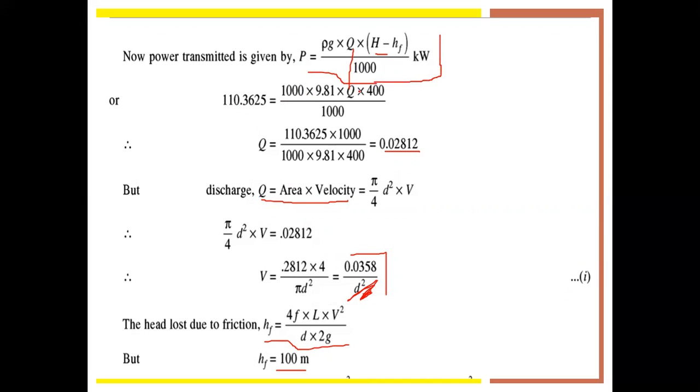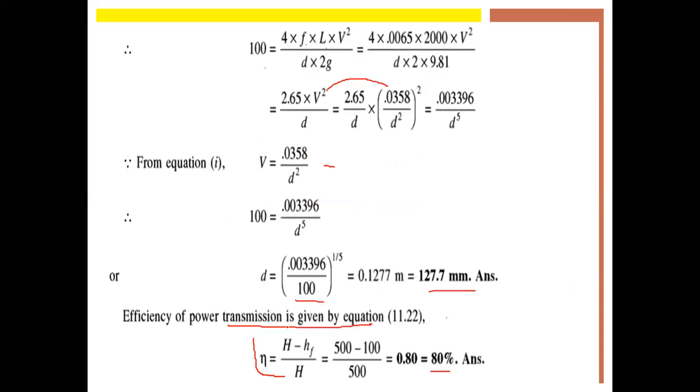After simplifying all the values, you get Q equal to this one. Therefore, Q is equal to area into velocity, that is pi by 4 d square into V. After getting this, we get V equal to 0.0358 by d square. The loss formula is this one. Therefore, we got the HF value as 100, and we know the HF value of 100 goes into the formula.